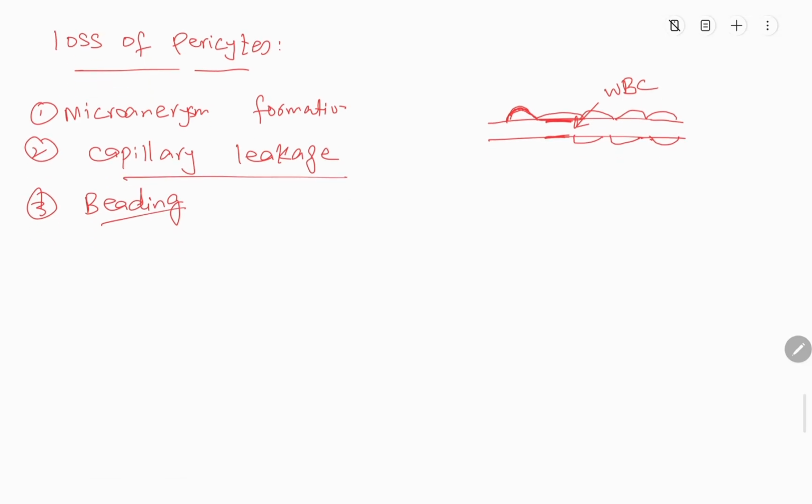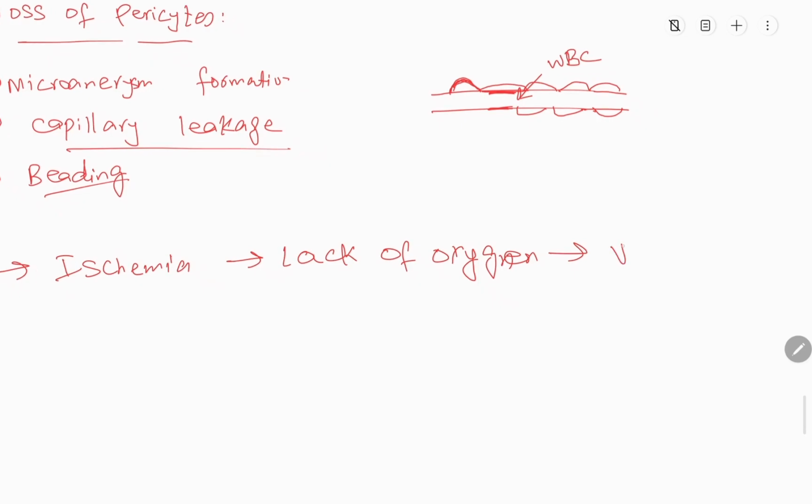So all of this will cause ischemia. Now what will happen when there is ischemia due to the basement membrane thickening, pericyte loss, and the endothelial injury? Retinal blood flow becomes compromised. This will cause the lack of oxygen. Now what will happen in response to the lack of oxygen? The vessel will produce VEGF, which is vascular endothelial growth factor, which will promote new blood vessels.